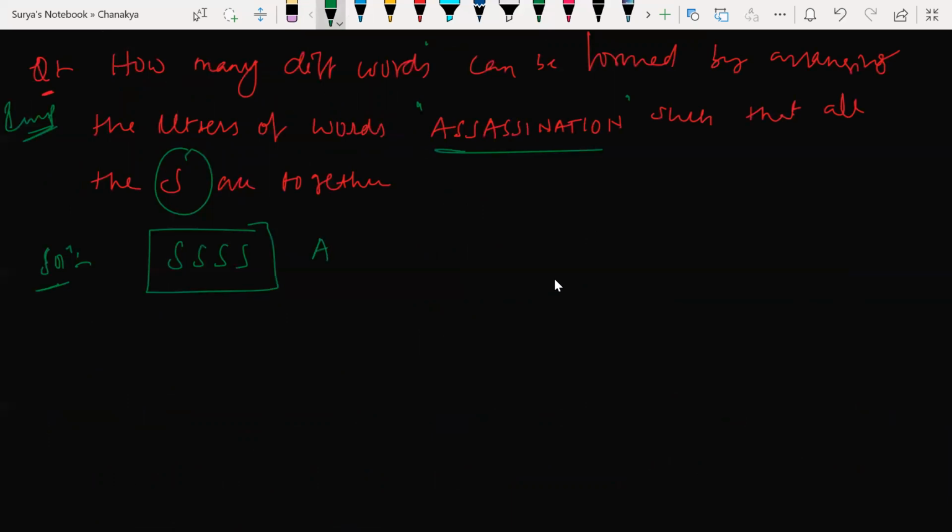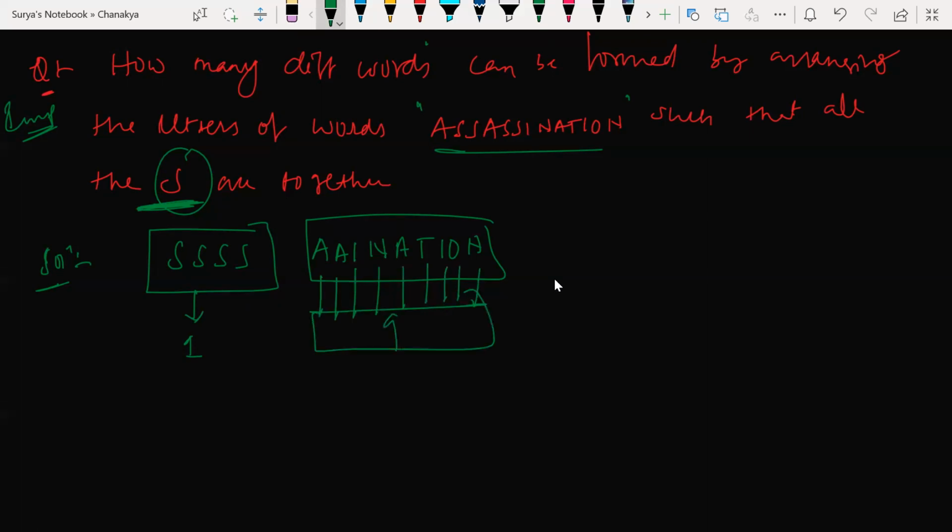So let me write the remaining letters. Remaining letters are A-A-I-E-N-A-T-I-O-N. So all S, I'm considering as one unit, because all are the same, right? So one. All the S are together, he is saying, so I'm blocking all S together as one unit. So the remaining are 1, 2, 3, 4, 5, 6, 7, 8, 9. So 9 letters I have.